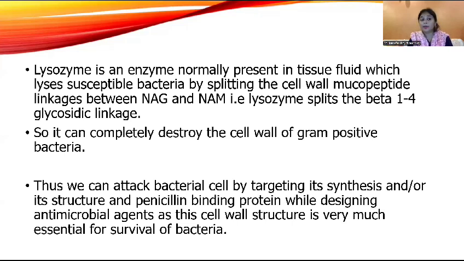Thus, what is the importance, what is the application of knowing this turnover and function of the bacterial cell wall? Because knowing that we can attack the bacterial cell by targeting its synthesis and or its structure and penicillin binding protein while designing antimicrobial agents. Those are made in such a way that it can stop its synthesis or it can disrupt its structure or disrupt the penicillin binding protein, because the cell wall is very much essential for survival of bacteria. Once it gets disrupted by antimicrobial agents, then the bacterial cell will be destroyed.